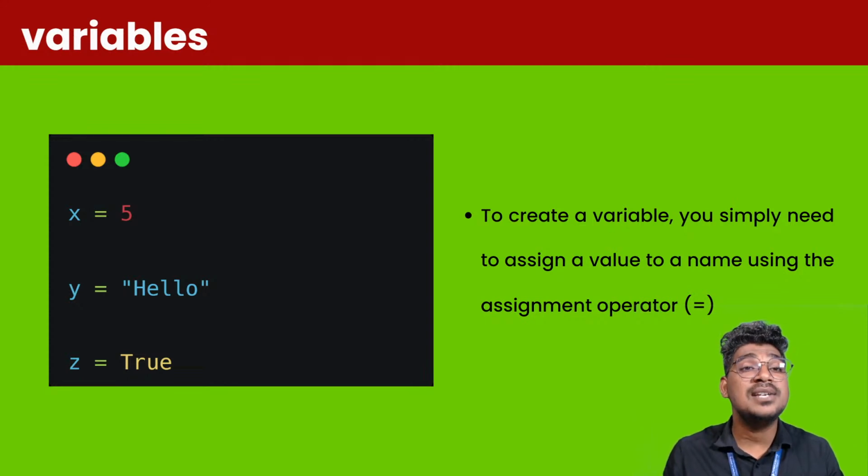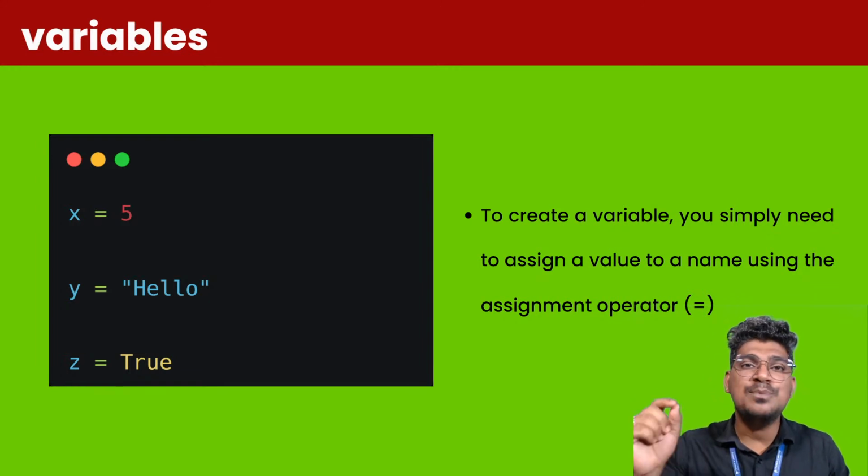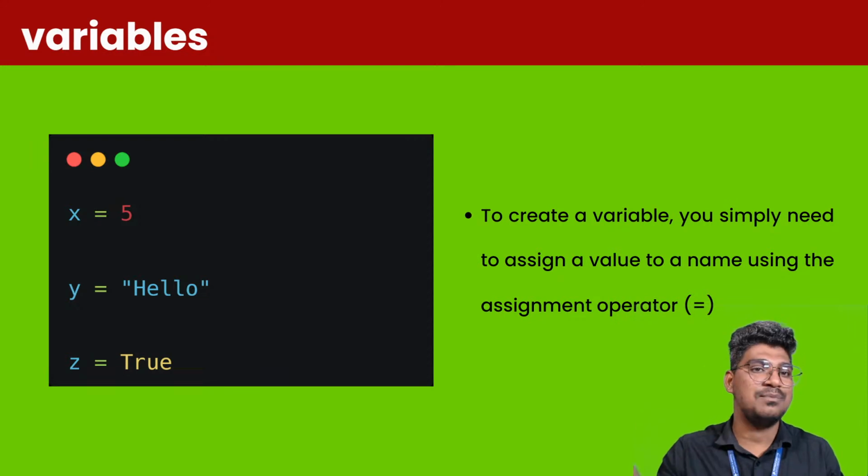Okay, so variable is a very fundamental concept in every programming language. That means x is equal to 5. Here 5 is an integer data type and hello is a string data type. True is a boolean data type. The value must be of one data type, of course.